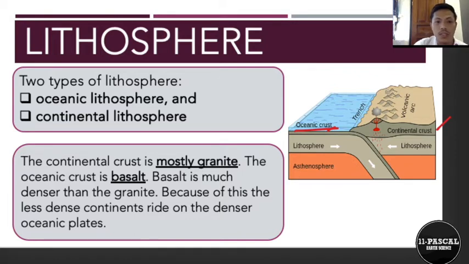If you look here, if the two of them collide with each other, there will be a subduction. We call it the subduction zone. The oceanic crust, being the heavier one compared to the continental crust, will subduct or submerge. So again, the oceanic crust or oceanic lithosphere is denser compared to the continental lithosphere.